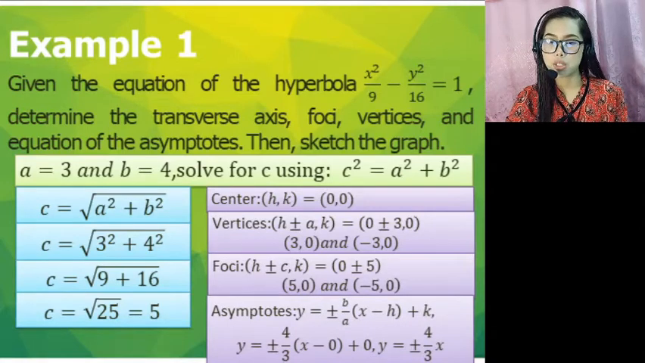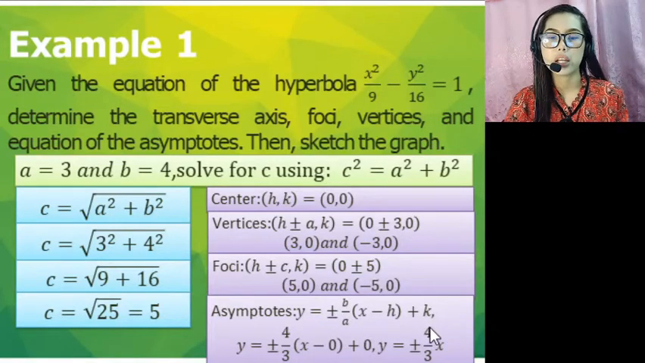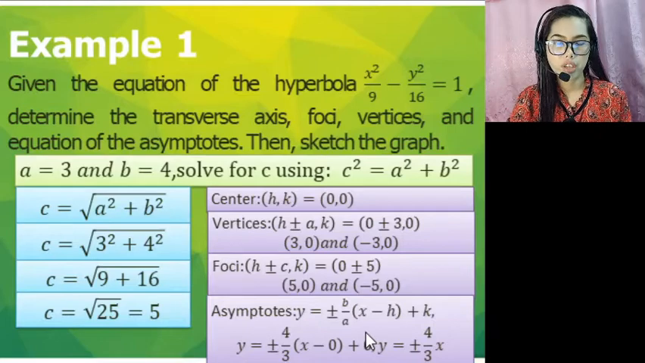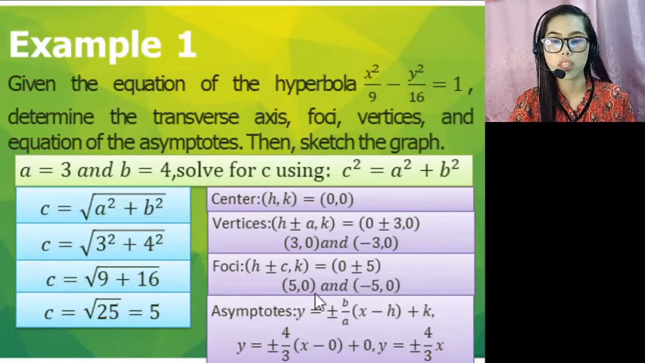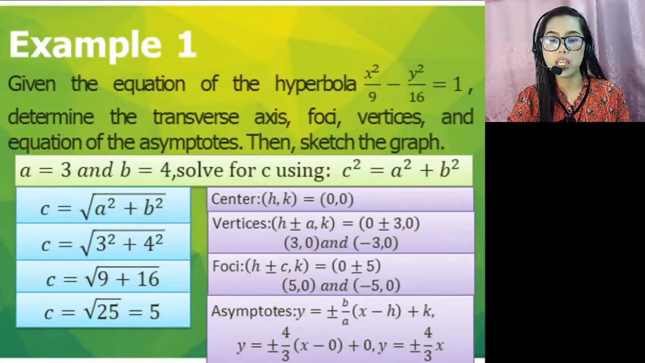And for our asymptotes, we will be using y equals plus or minus b over a times the quantity x minus h, plus k. You have to be reminded that if it is a horizontal hyperbola, or if it opens to the left and right, your asymptote slope is b over a. If the hyperbola opens upward or downward, your asymptote slope will be a over b. This is the only difference. So substituting the values of a and b, the asymptotes are y equals 4 over 3 x and y equals negative 4 over 3 x.